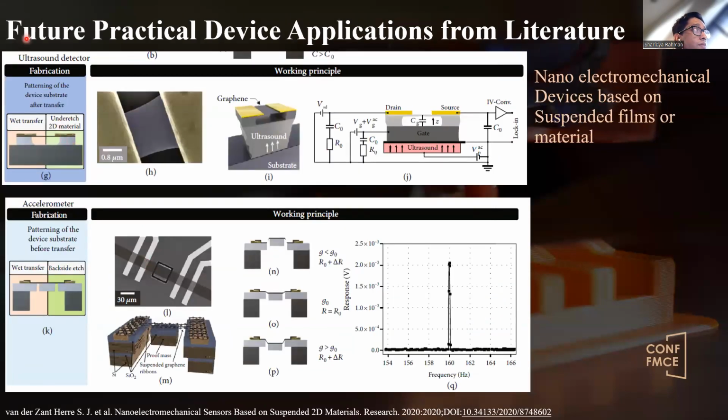So finally, this kind of suspended 2D materials have been applied in ultrasound detectors and also accelerometers. In ultrasound detectors, graphene has been used as a model 2D material, and they were able to design this kind of system in the form of a suspension, which can eventually be converted to an ultrasound detector. Also in this kind of work, they have been using an accelerometer, and this is the particular work, and this is the particular response rate at this particular frequency.